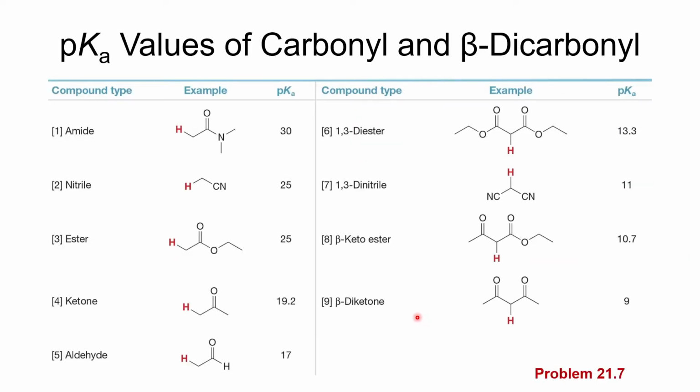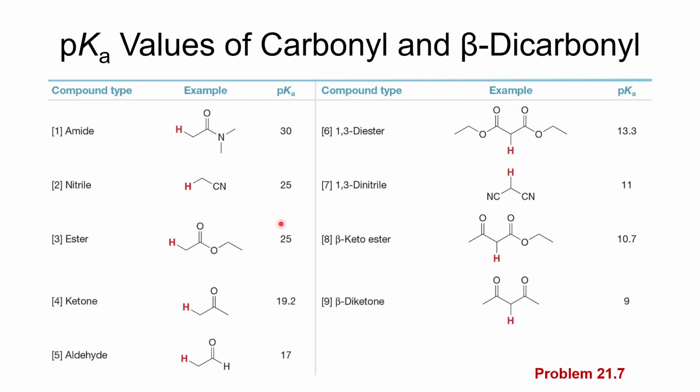All right, here are a few more of our carbonyl and dicarbonyl compounds. Amides, they have to be tertiary amides. If you have a secondary or primary amide, the hydrogens on the nitrogen end up being more acidic than our alpha carbons, and so that messes up our measurement.